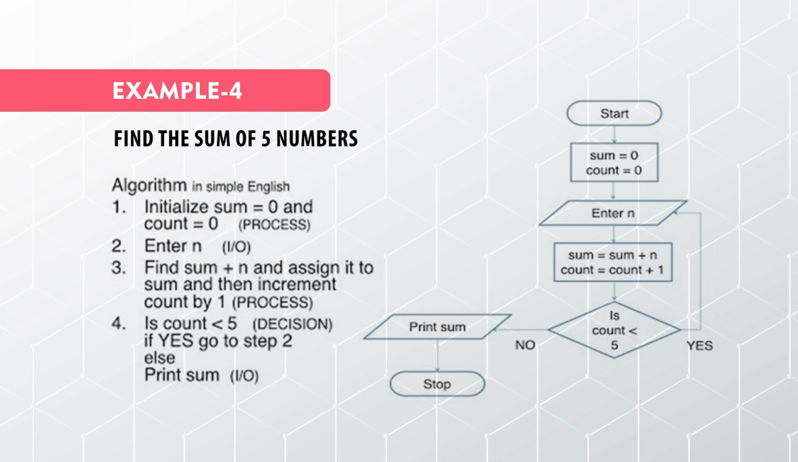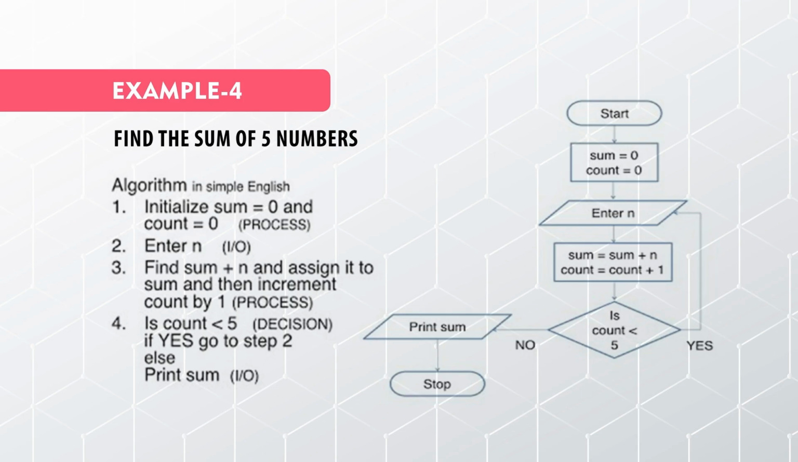Sum is a variable which is storing the sum of 5 numbers entered by the user, and count is a variable which is taking care of how many inputs are being given by the user. So, firstly the user is asked to enter the number n. Say the number entered by the user is 1. So, as per step 3, sum is equal to sum plus n. So, the new value of sum will be equal to 0 plus 1, that is 1, and count will be incremented by 1. So, that means count will be equal to 1.